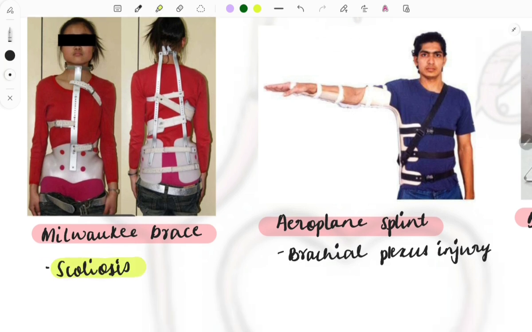As you can see here, scoliosis means an abnormal shape of the vertebra, right? The vertebra becomes shaped like this, and to make the vertebra straight we need to put a splint, and that one is called the Milwaukee brace.